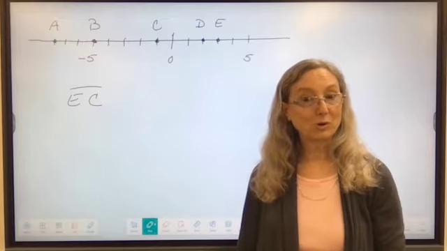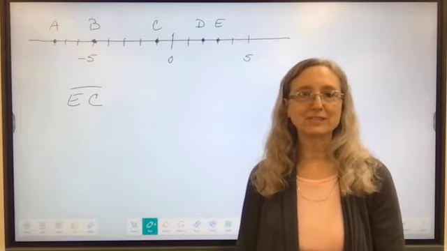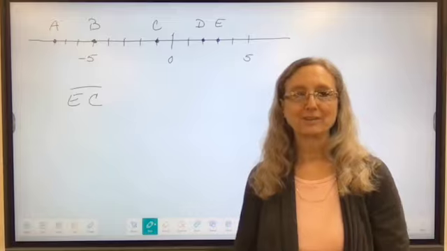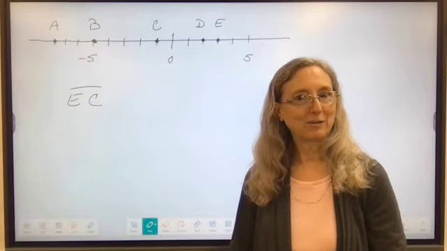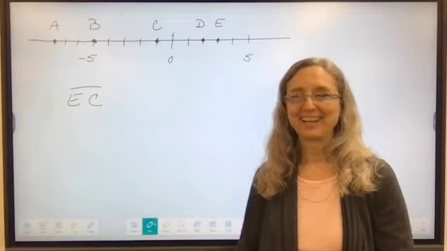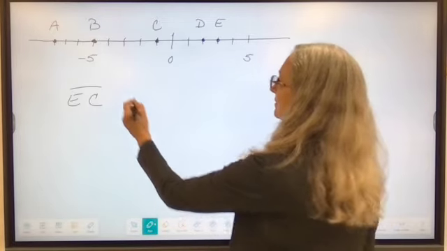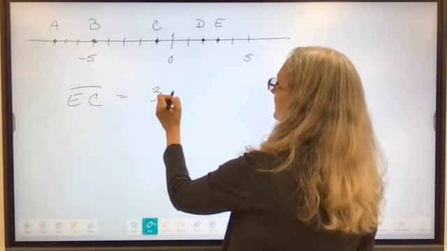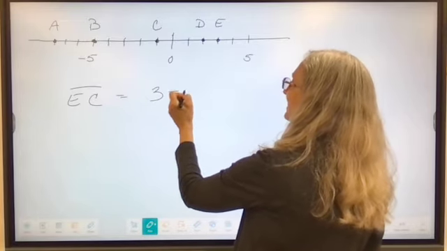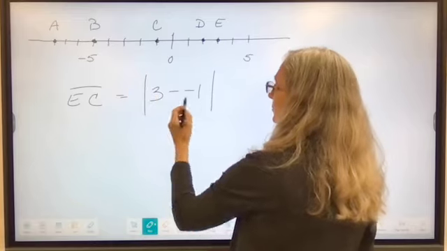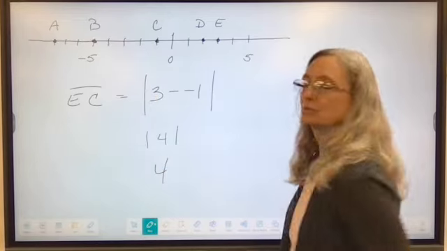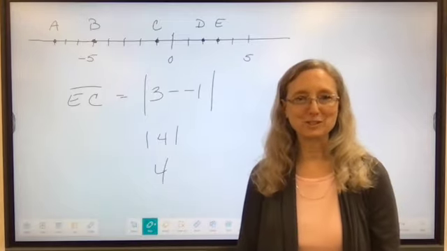Okay, let's do one more. Find the length of segment EC. Pause the video again, figure it out, and then restart it and see how you did. Okay, I hope that you got E is 3 and C is -1, so 3 minus -1, which is 3 plus 1, or the absolute value of 4, which is 4. How did you do?